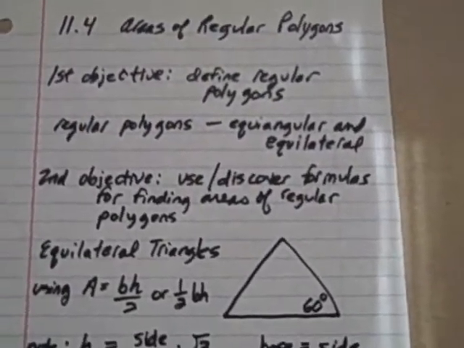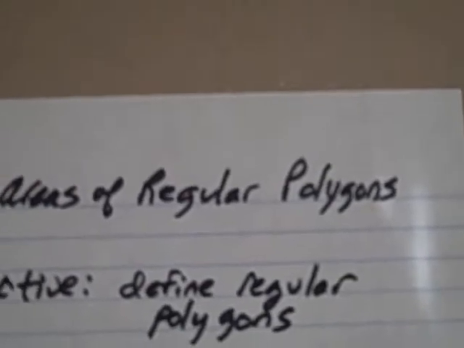Hi, this is Mrs. Berlinghoff, and this is Geometry, Chapter 11, Section 4, Areas of Regular Polygons.